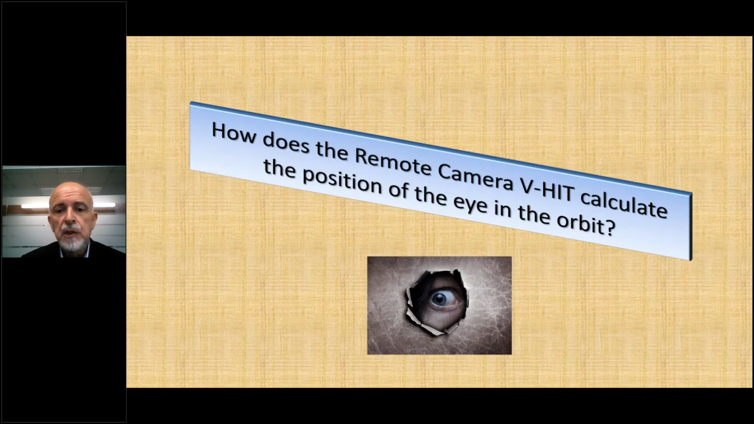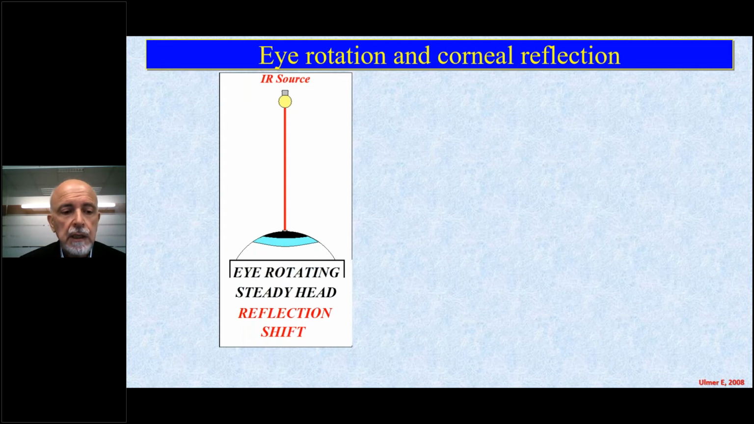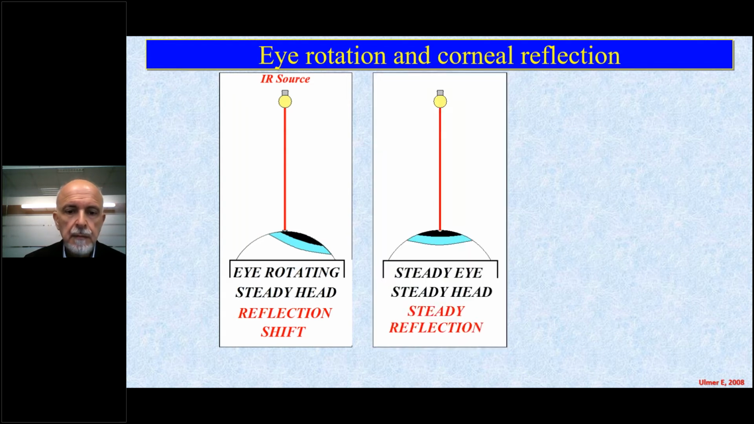How does the remote camera VHIT calculate the position of the eye in the orbit? It's a very important question. Please notice here, if the eye is rotating with a steady head, there is a shift of the reflection. The reflection of the infrared source is moving on the cornea. But if we have a steady eye and a steady head, the reflection will be steady too.